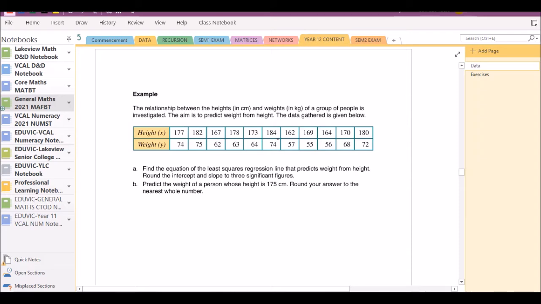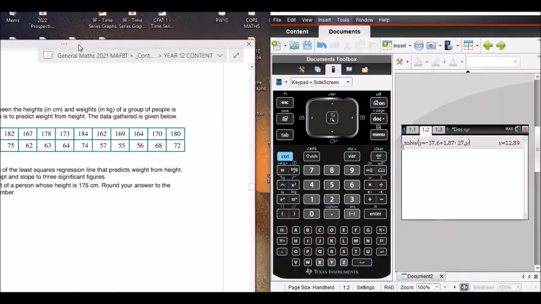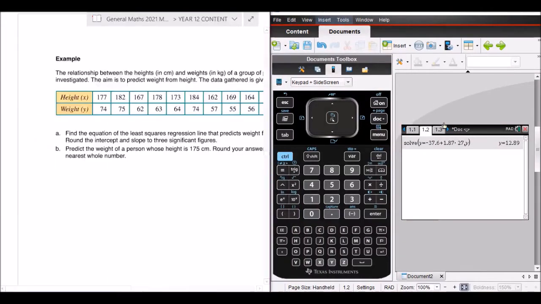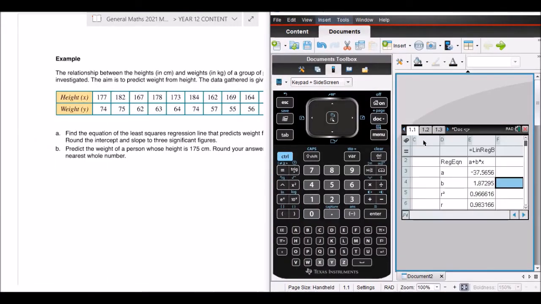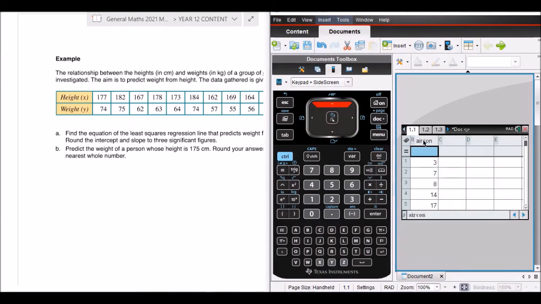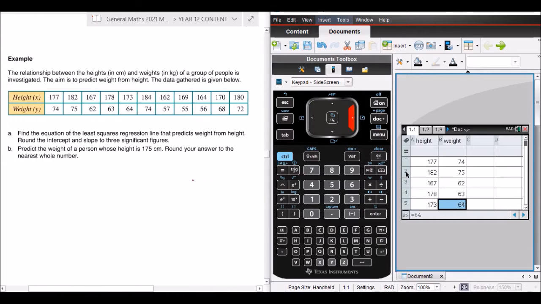So here's my data. I've actually already done this on my CAS, so kudos to me for doing that. So let's get rid of all this. You've got to put in your EV and RV, so obviously start off by writing down the label for your columns. I've already done this before, so that's why the values have popped up. So let's find the equation of the least squares regression line.